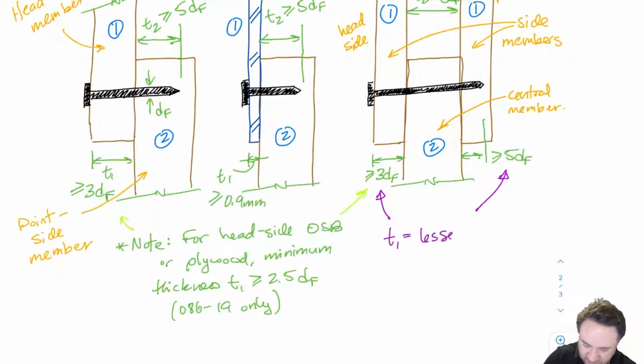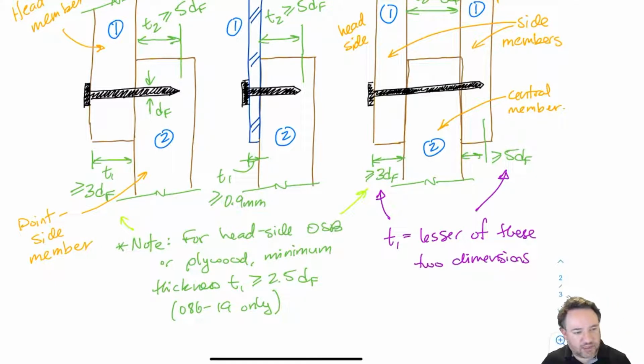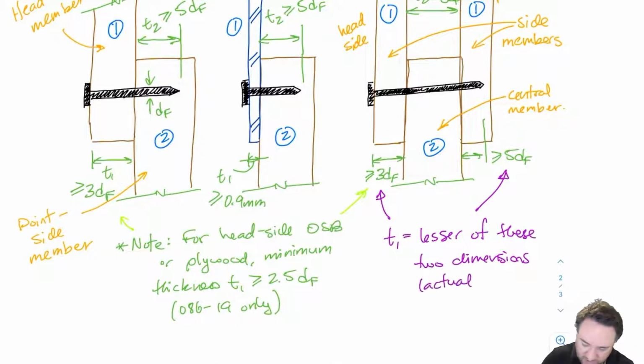So basically the lesser of these two values. Okay, and by the lesser, I don't mean that I find what that minimum is and I use that. I use the actual value. So if I have a head side member that's 25 millimeters and a point side member that has an embedment of 20 millimeters, I'm going to use the 20 millimeters as T1, assuming that both of those values are equal to or greater than these requirements of 3DF and 5DF.